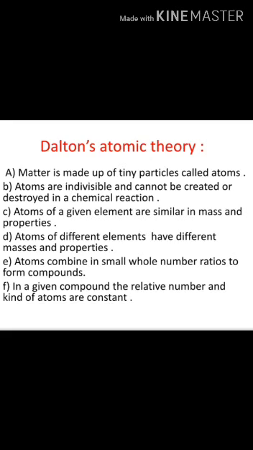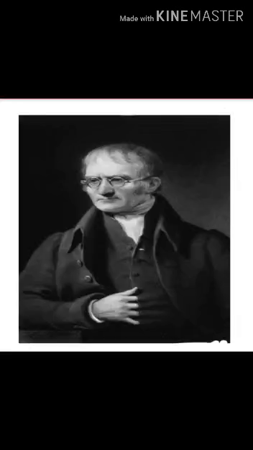Dalton's atomic theory. Matter is made up of tiny particles called atoms. Atoms are indivisible and cannot be created or destroyed in a chemical reaction. Atoms of a given element are similar in mass and properties. Atoms of different elements have different masses and properties. Atoms combine in a small whole number ratio to form compounds. In a given compound, the relative number and kind of atoms are constant. This is by John Dalton.